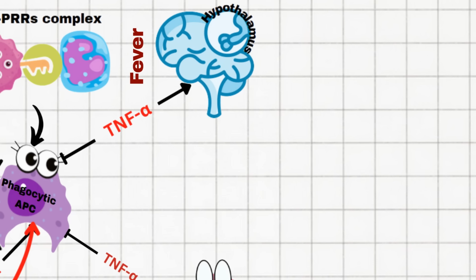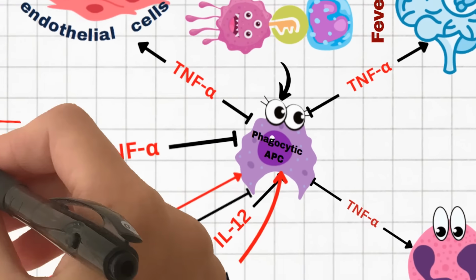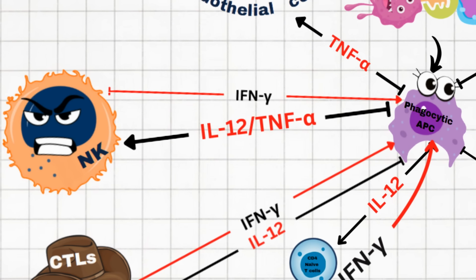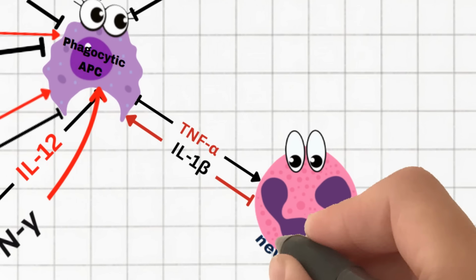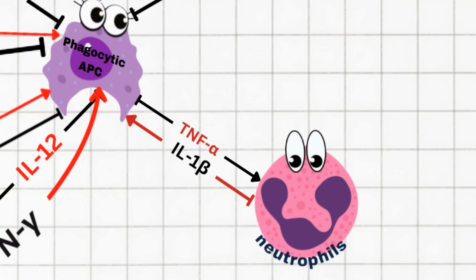In response, natural killer cells send back interferon-γ. We already know what it does from the previous explanation about interferon-γ. And neutrophils send back interleukin-1 beta, which promotes inflammation and further recruits immune cells to the site of infection.